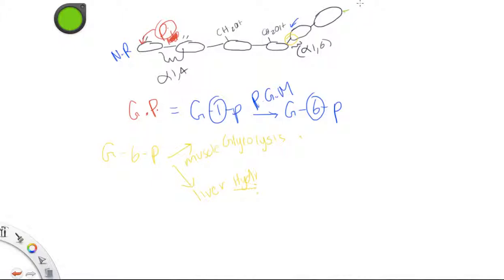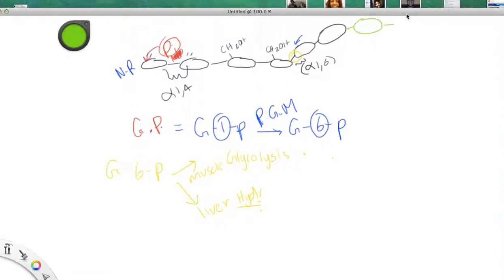So let's say these are 1, 2, and this is number 3 right here. These are the last 3. It's going to transfer these, and it's going to move them to the non-reducing end. It's just going to add on. This is done through a transferase.